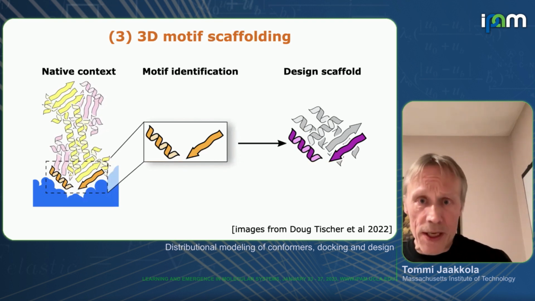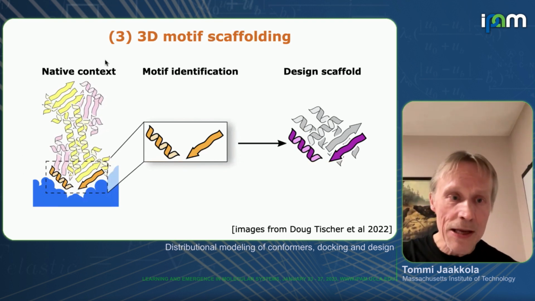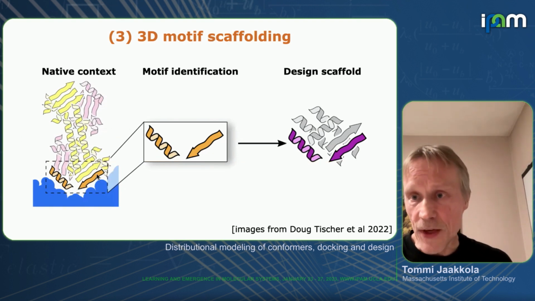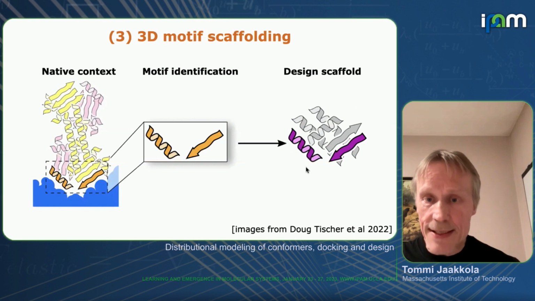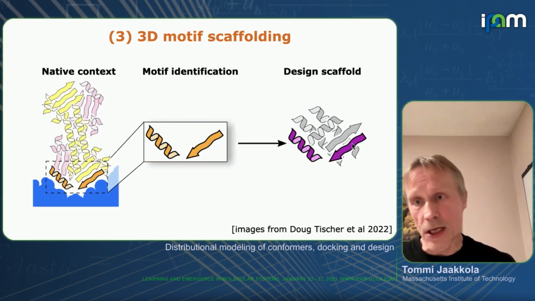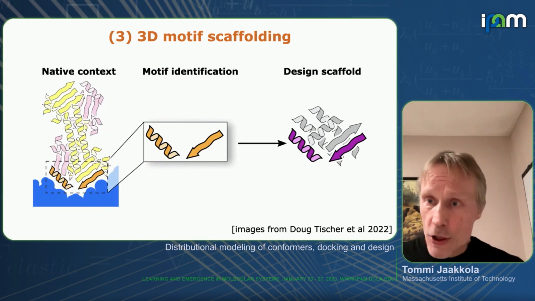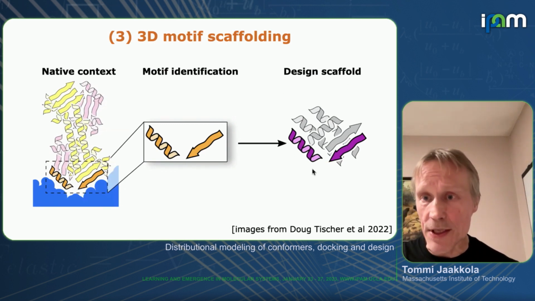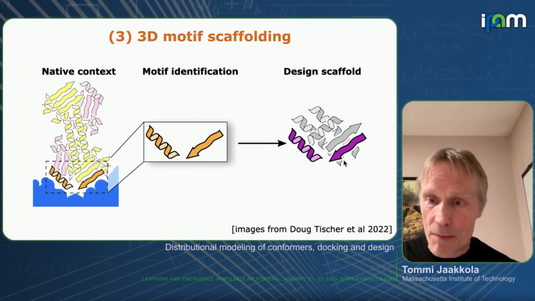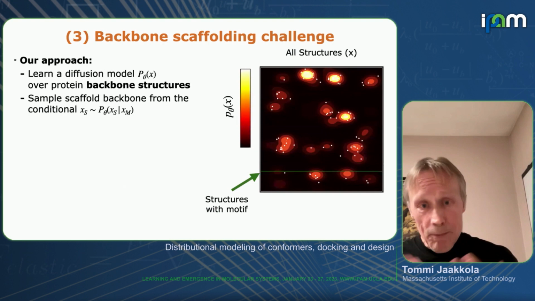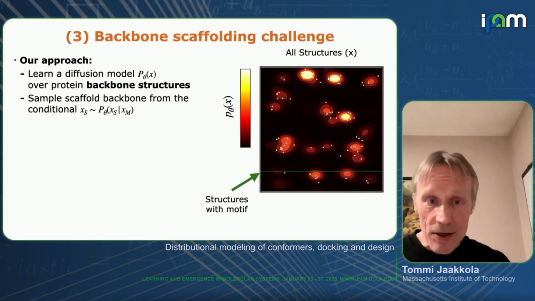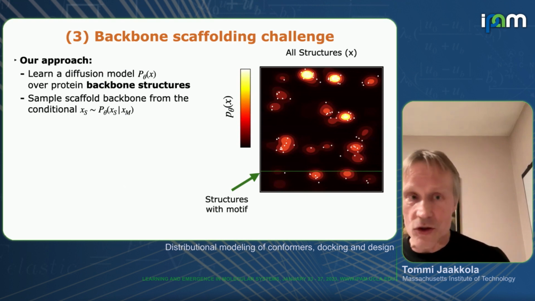So what is the scaffolding problem in a little bit more detail? If you have, say, a native protein here, you have a binding motif here that you would want to take out, extract that, and then rescaffold it so that you get a nanobody that's therapeutically more accessible. And our task here is to generate that scaffolding structure in a way that it holds the motif in place, and this is a stable protein. The way we approach this problem is by first estimating a distribution over small protein structures.